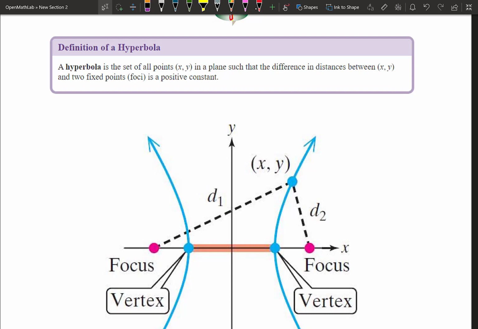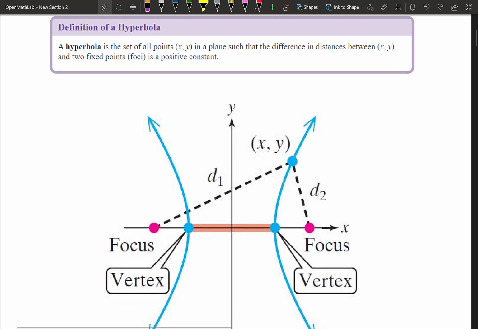So the definition of a hyperbola is the set of all points x, y in a plane such that the difference in the distances between x, y and two fixed points called the foci is a positive constant. So notice the big difference between this and the last section: that was the ellipse, where the sum of the distances was constant. In this case, the difference is constant.